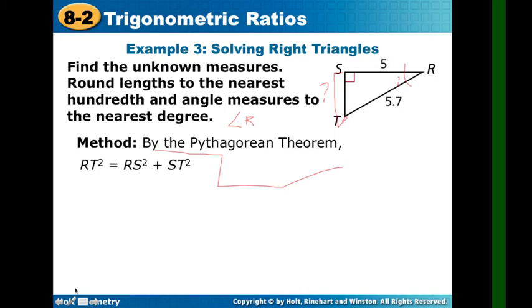Do you still remember the Pythagorean theorem? That's C squared equals A squared plus B squared, if you still remember the Pythagorean theorem. Okay? So we have RT as our hypotenuse, as our C squared, equals RS as our A squared plus ST as our B. So we're looking for this one, right? So given that RS is equal to 5 and line segment RT is equal to 5.7. So just substitute the given.